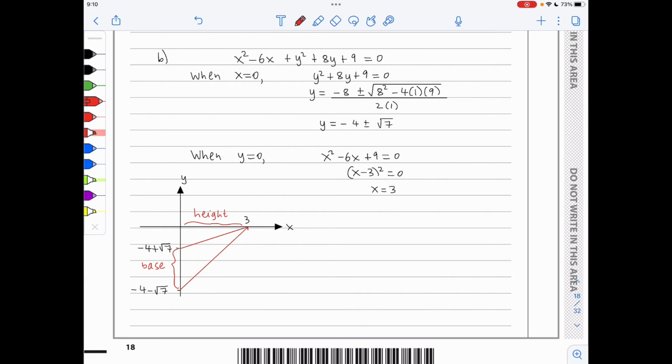So we can simply see that the area will be the difference between the two cuts on the y-axis. So it's going to be minus 4 plus root 7 minus 4 minus root 7, times the height of 3, and all of it over 2, and this is giving 3 root 7 squared units.